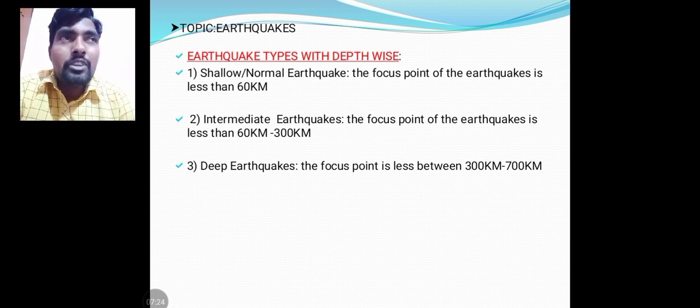So once again, recall: up to 60 kilometers is the normal earthquake or shallow earthquake. 60 to 300 kilometers is an intermediate earthquake. 300 to 700 kilometers is a deep earthquake.